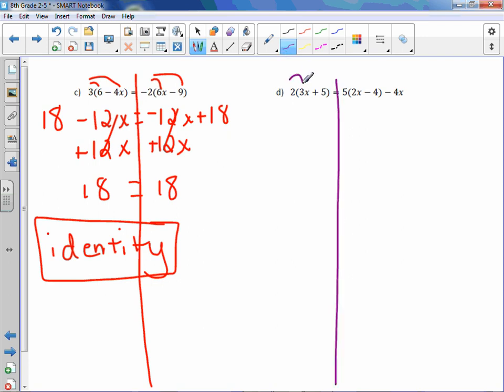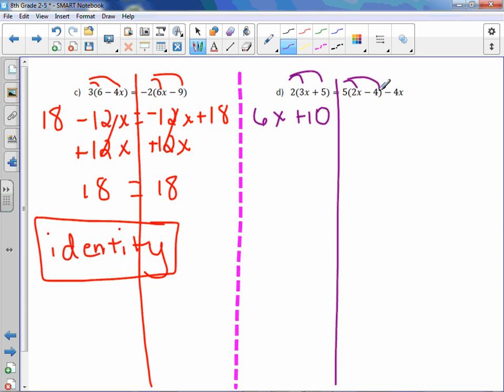Letter D, distribute the 2. 2 times 3x is 6x. 2 times 5 is 10. On the right-hand side, distribute the 5. 5 times 2x is 10x. 5 times negative 4 is negative 20. And don't forget to bring down the minus 4x.